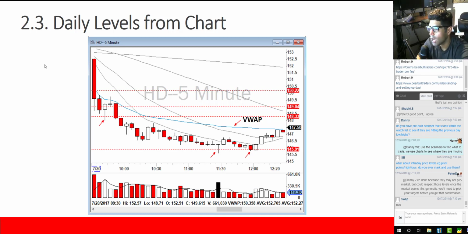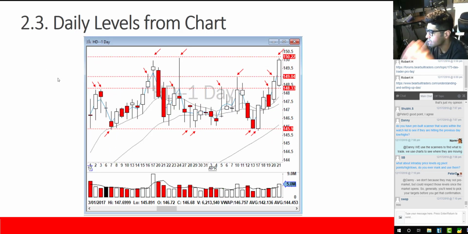Is this clear for you guys? How did I find these levels? I mean, this comes with practice.